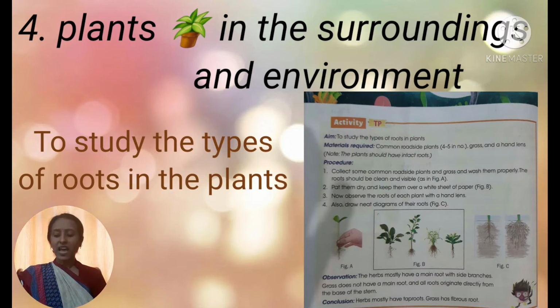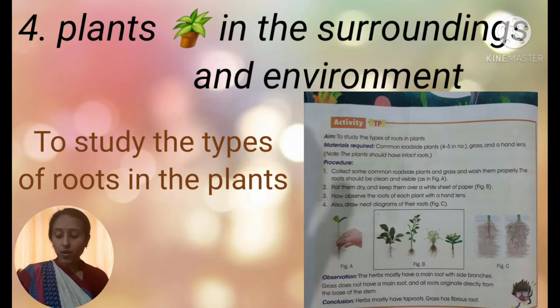So in the first activity, what is the aim? To study the types of roots in the plants. We already discussed this. How many types of roots are there in plants? There are two types. The first one is taproot and the second one is fibrous root. So what is the material required for this? Four or five common roadside plants, grass and a hand lens. These materials are required for this activity.